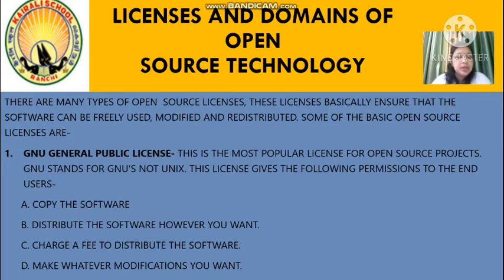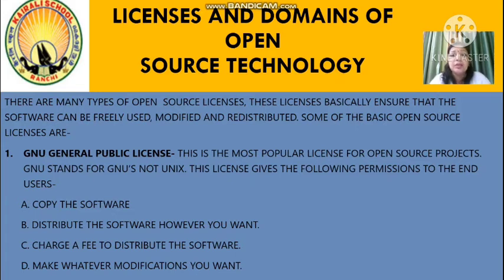So the first one is GNU General Public License. GNU is basically not an acronym, but if you want, the full form will be GNU's Not Unix. Unix is a different operating system and GNU has given a different operating system, and this term was given just to differentiate Unix and GNU. The license here is GPL, which stands for General Public License.